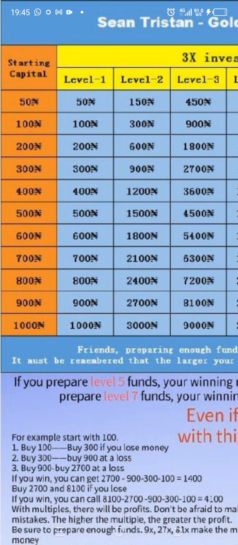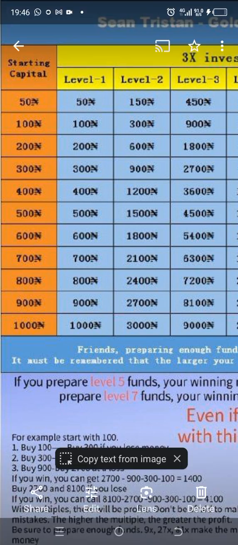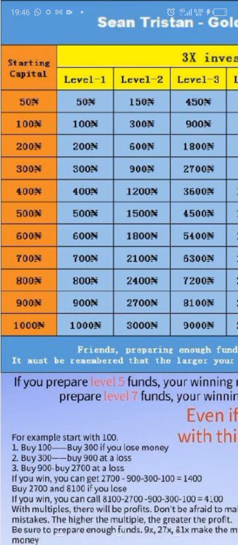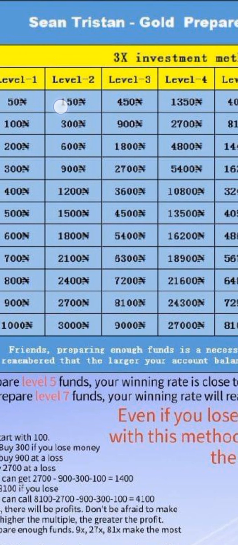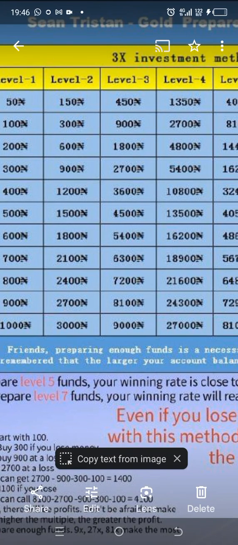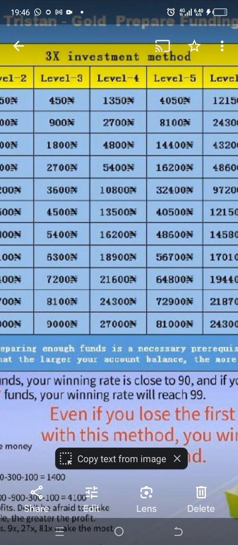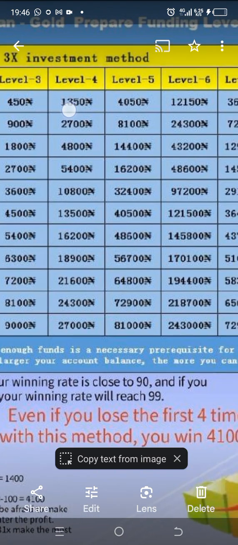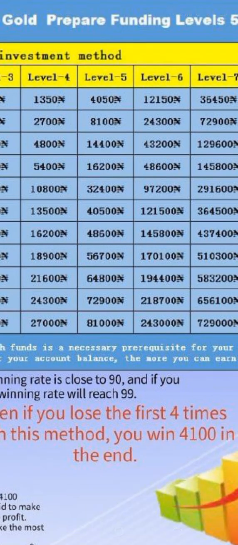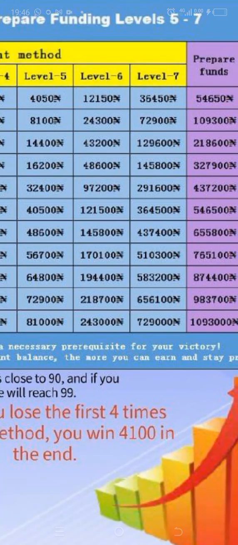Those who start with 50 naira, the first 50 naira you put, if it loses, the second level you put 3 times 50 naira, which is 150. If it loses, the third time you put 3 times 150, which is 450. If it loses, the fourth time you put 3 times 450, which is 1,350 naira. If it loses, the fifth stage, you put 4,050 naira. Sorry, I said 40,500, but this is at 1,350 naira, so it's actually 4,050 naira. Then the sixth stage, you triple the 4,050 naira, it gives you 12,150 naira.